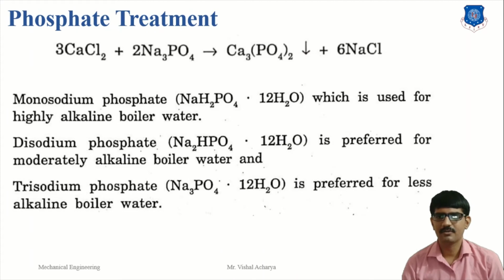Next is the phosphate treatment. In high pressure boilers, we add sodium phosphate, which reacts with calcium chloride. Monosodium phosphate is used for highly alkaline boiler water, disodium phosphate is used for moderately alkaline boiler water, and trisodium phosphate is used for less alkaline boiler water. So this increases the alkalinity of the water.